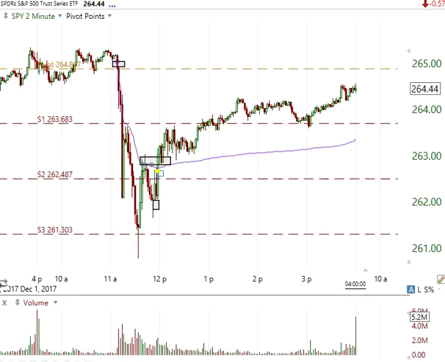We digested that move, the emotional move lower, and the average price the S&P 500 traded at from that level was down here at 263.37, a full dollar lower, meaning that since that event, it's basically not important to the market. The market absorbed it and said, not important, let's move on.